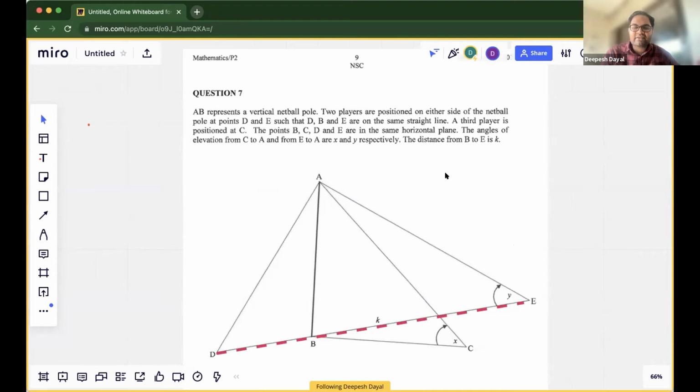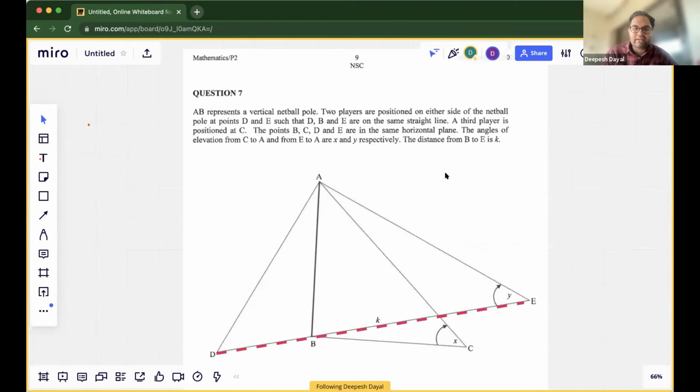That's great. Okay, so B, C, and so we've got here, they say that D, B, E are on the same straight line, and a third player is positioned at C. The points B, C, D are in the same horizontal plane, horizontal, flat. The angles of elevation from C to A and E to A are X and Y respectively.